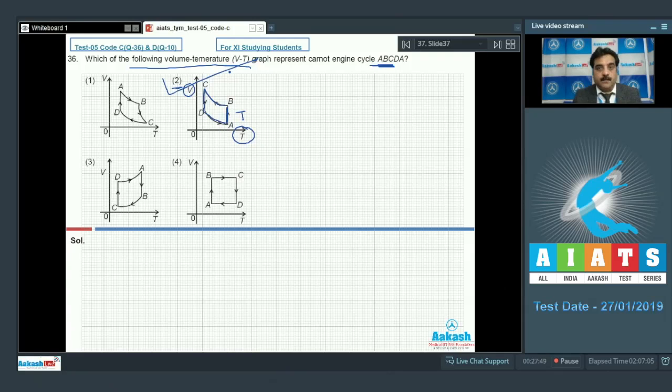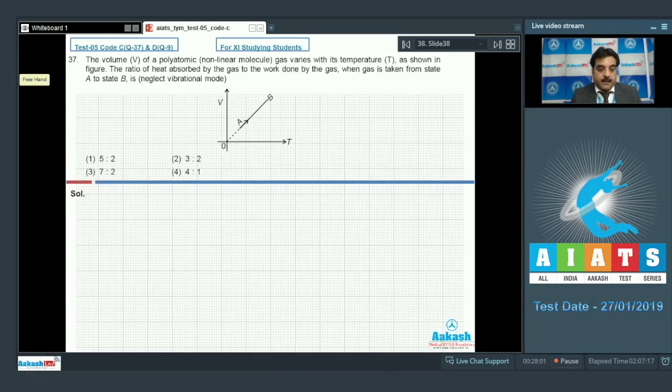So let's move on to question number 37. In question number 37, the volume of a polyatomic non-linear molecule gas varies with its temperature T. What is the ratio of heat absorbed by the gas to the work done by the gas when the gas is taken from state A to B, neglecting the vibrational mode?